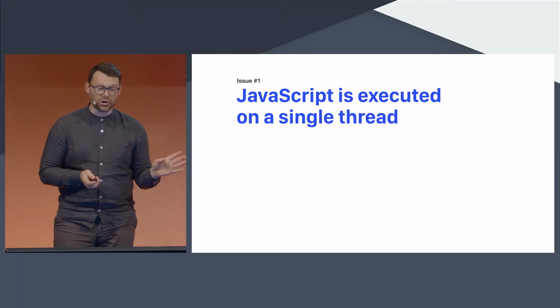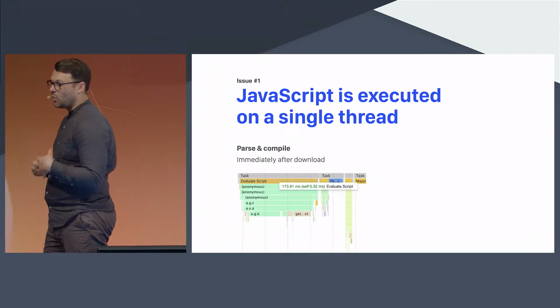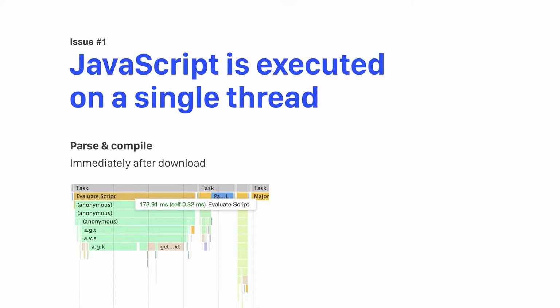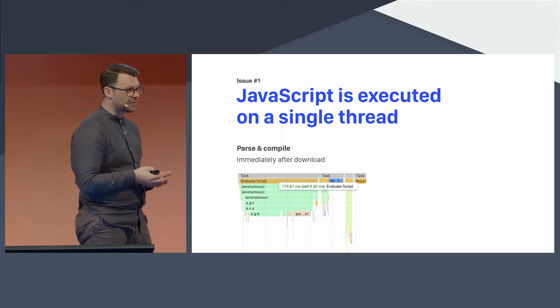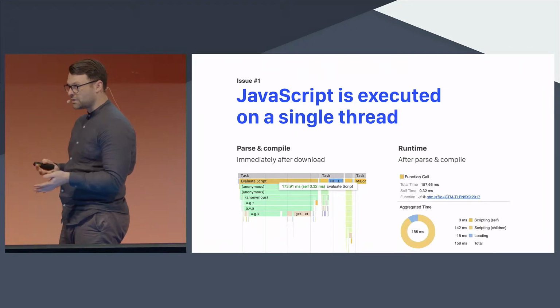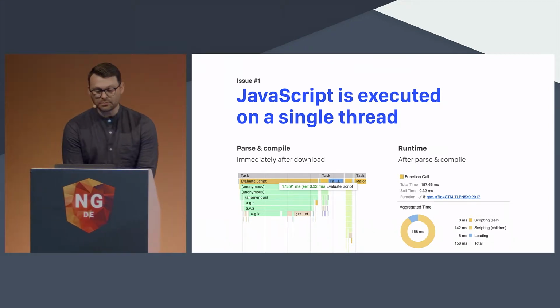So, big issue number one is that JavaScript is executed on a single thread. Without question, JavaScript is the largest influencing factor to performance on the web, and it can be categorized into two simple phases. Firstly, we have parse and compile, which is what happens immediately after a script has been downloaded to your device. And then secondly, we have the runtime of that JavaScript. We're going to step through those.